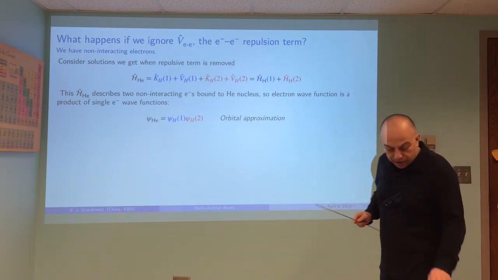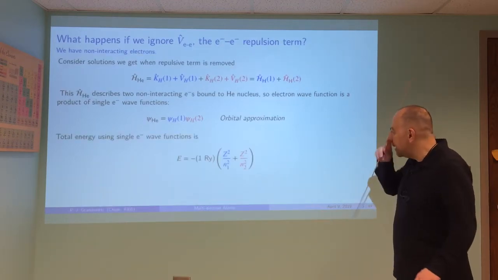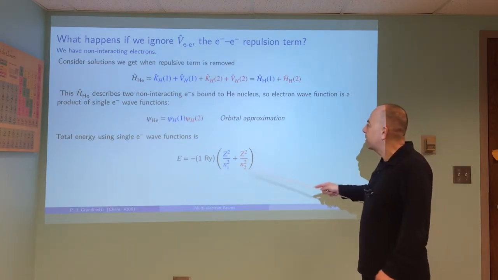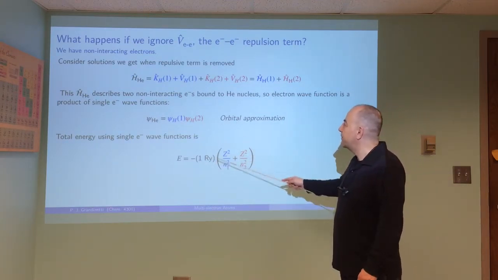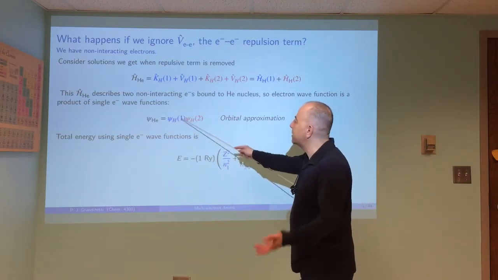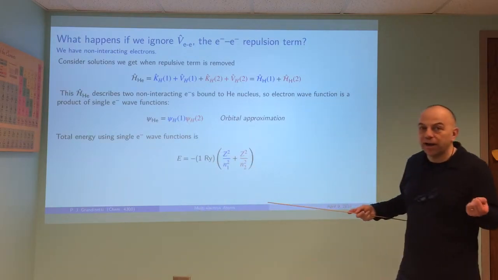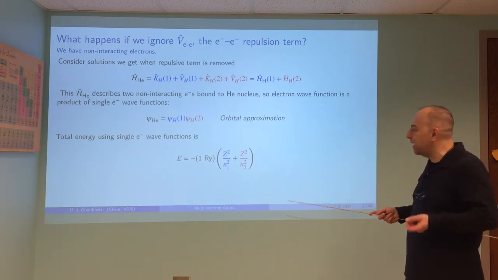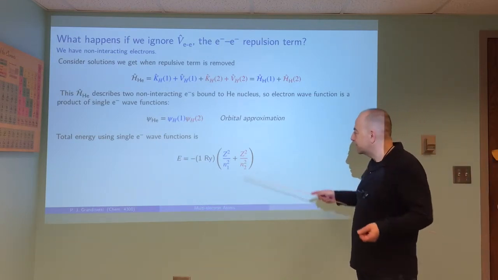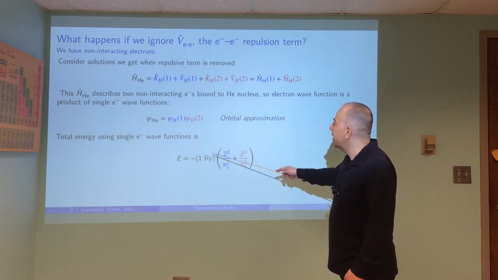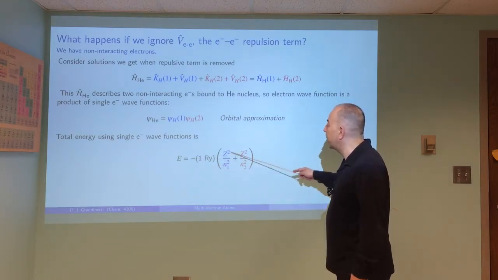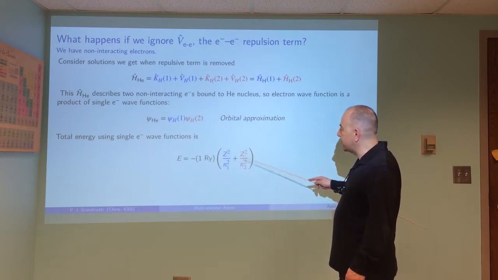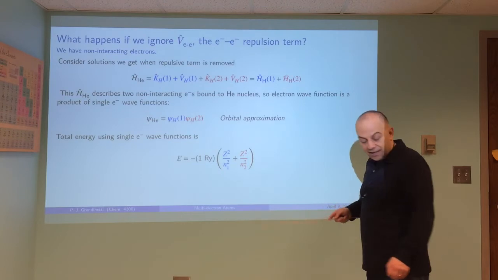And that's going to be called the orbital approximation. And now, following from this, it's really simple to start using this Hamiltonian. Because everything separates nicely, you just essentially have the hydrogen problem solved twice, with the nucleus actually being a helium atom instead of a hydrogen atom nucleus. And so what we get for the energy is just going to be -1 Rydberg, Z squared over n1 squared for the first electron, plus Z squared over n2 squared for the second electron.